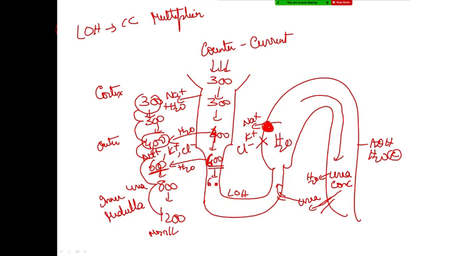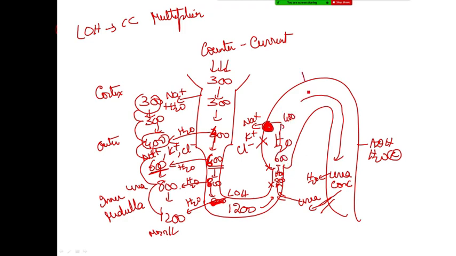This 600 comes down. Outside is 800. So more water will leave. So inside becomes concentrated to match with outside. 800 comes here. More water leaves. So the inside gets concentrated to match with outside. As it goes up, water is not allowed to leave. So it starts getting diluted.